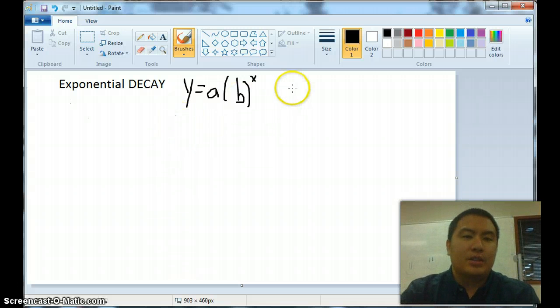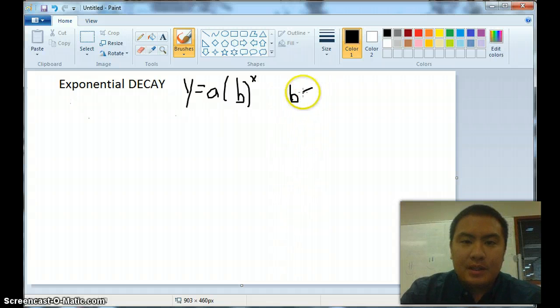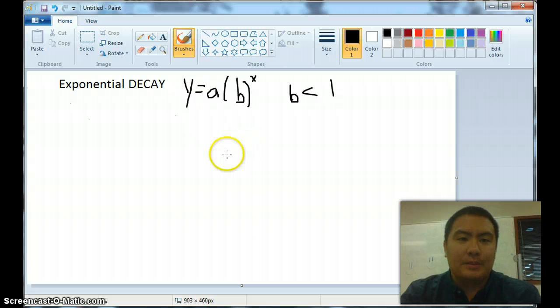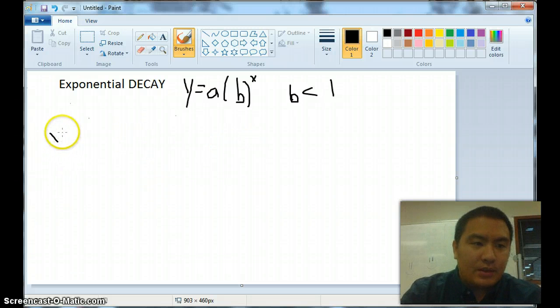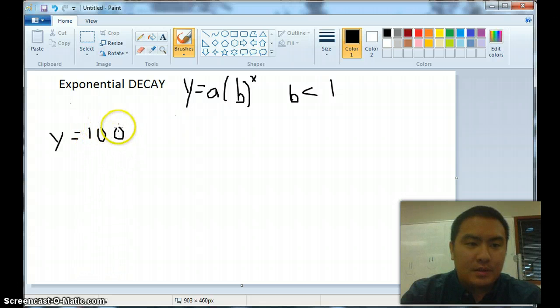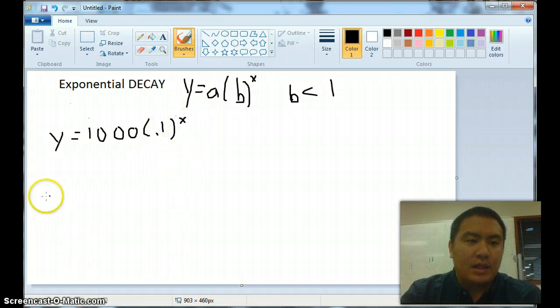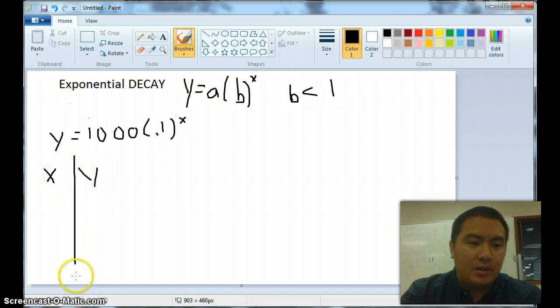So for exponential decay, b needs to be less than 1. And if it's growth, b has to be greater than 1. Okay, so suppose I give you an equation, y is equal to 1,000 times 0.1 to the power of x. And I'm telling you to table it for x and y, and then graph it, which we'll do on Desmos.